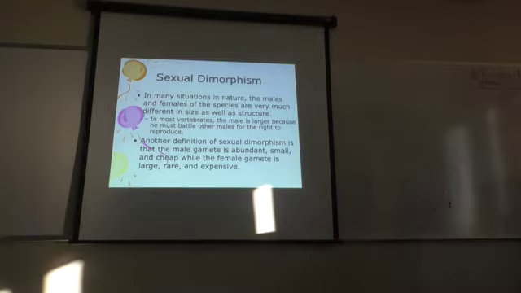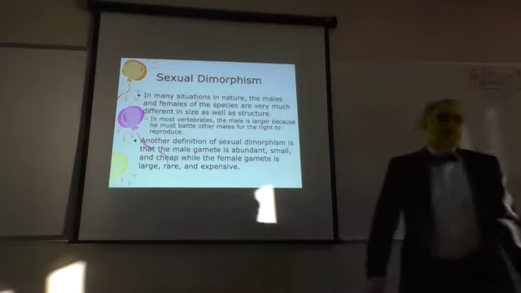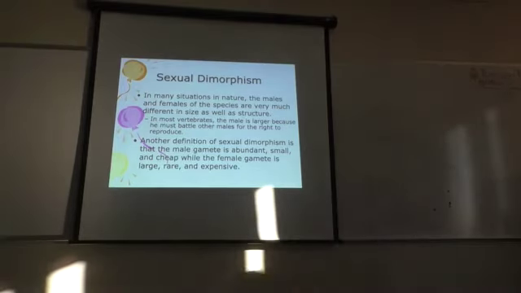There is some degree of conflict that has to take place in order for the two individuals to get together, sometimes, depending on the circumstance. Another definition of sexual dimorphism is that the male gamete is abundant, small, and cheap, while the female gamete is large, rare, and expensive. And this is a point of fact. So males will produce hundreds of millions of sperm with each ejaculate, and females, of course, will produce 1 ova a month.